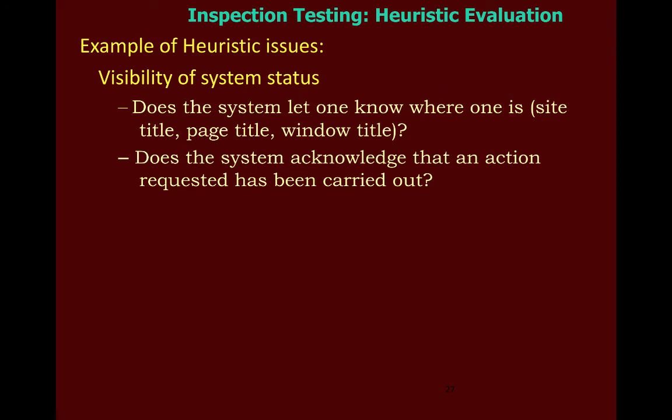So for instance, you look at this aspect of visibility of system status. Does the system let one know where one is? For example, we had this idea of the breadcrumbs that we saw a couple of weeks ago. Breadcrumbs is one way to make system status visible. Or does the system acknowledge that an action request has been carried out? Once the user fills in the form and clicks submit, is there feedback to tell the user, okay, we have received your input and so on, or is the feedback not there?